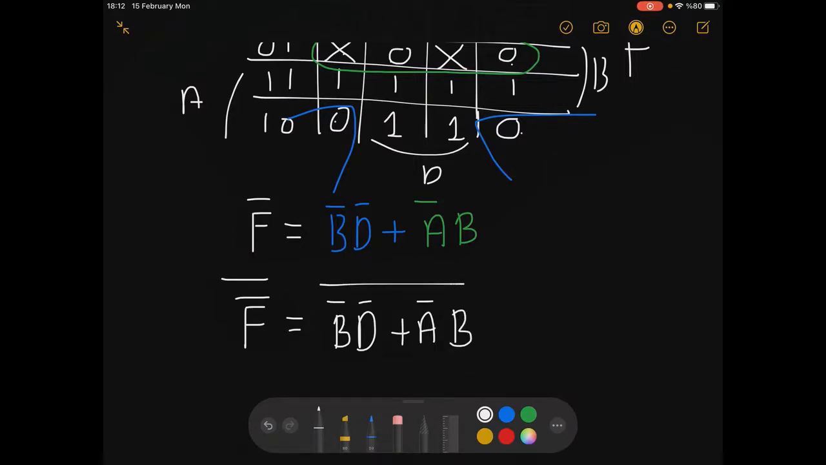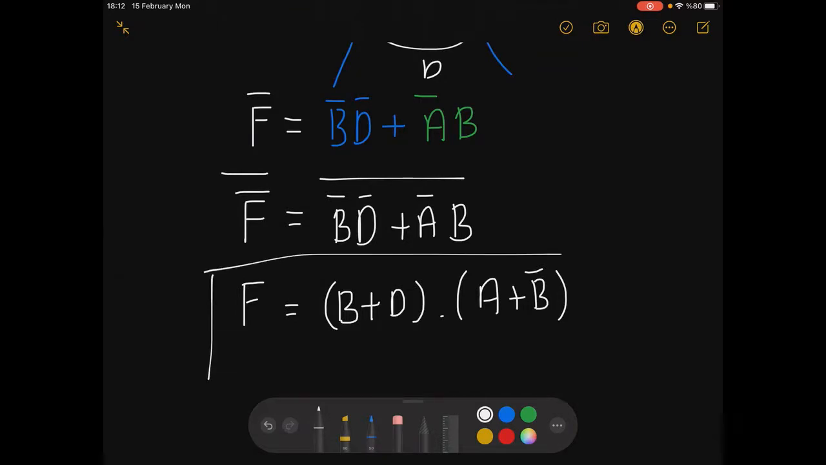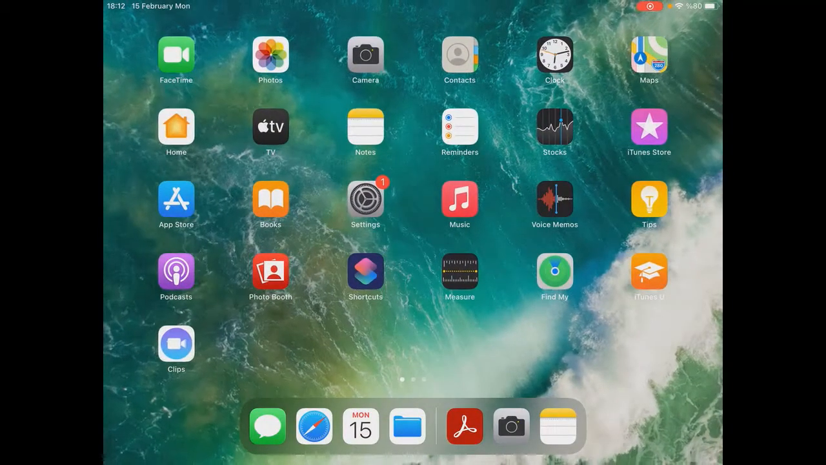So I need to take the inverse of F naught to get the result here for F. And using De Morgan's law, you remember from the previous session, I guess, it should be something like this: B plus D and A plus B naught, A or B naught. Okay, it looks like this. So this would be your answer, and we also have taken the hint of the author into consideration while solving this question.